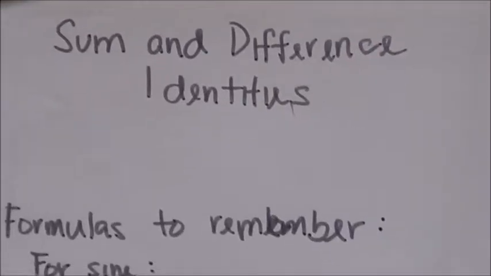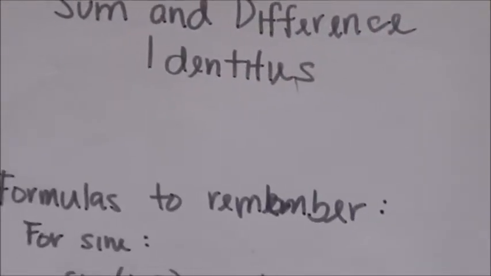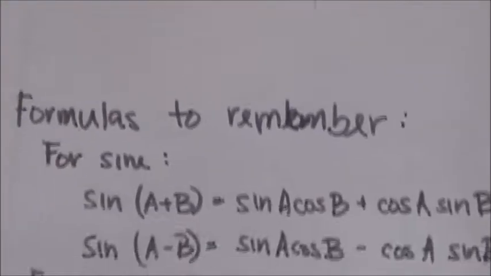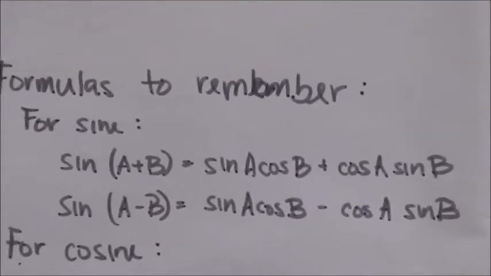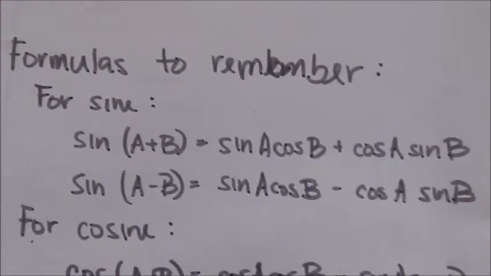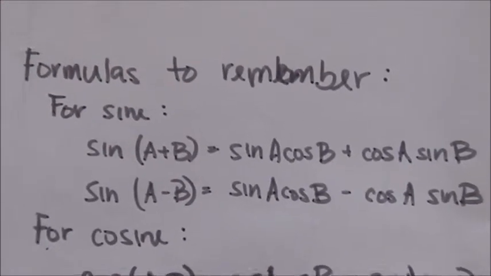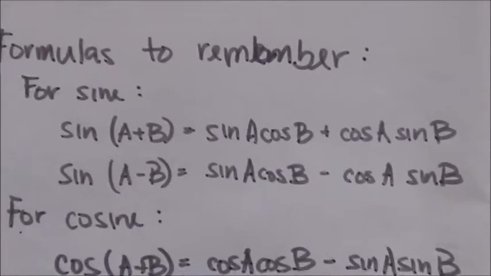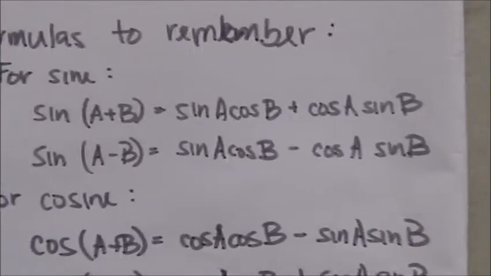In this video, we are going to talk about sum and difference identities. First, we must remember some formulas. For sine, we have two formulas. Sine A plus B is equal to sine A cosine B plus cosine A sine B. And sine A minus B is equal to sine A cosine B minus cosine A sine B.